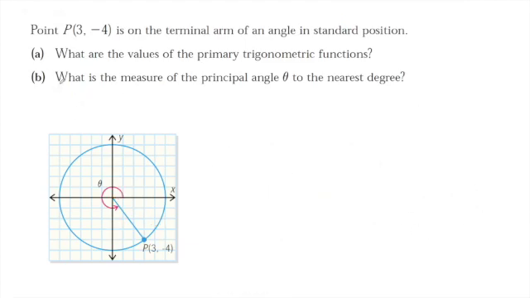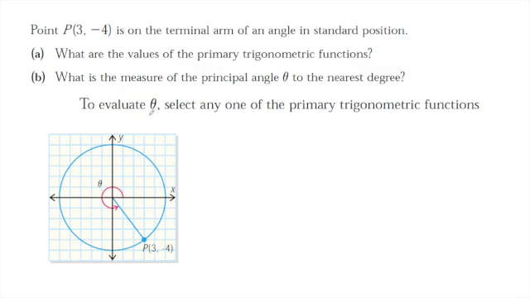For that second question, what is the measure of the principal angle theta to the nearest degree? A little trick for this is that to evaluate this angle theta, we can select any of those primary trig ratios. So let's just select sine, our first one. We're going to take sine inverse of -4/5.